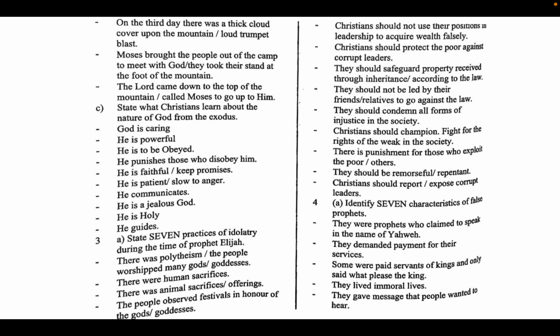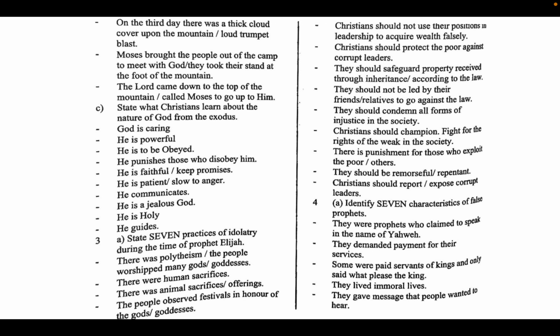On the third day, there was a thick cloud that covered the mountain. Moses brought the people out of the camp to meet with God. So they were to stand at the foot of the mountain. The Lord came down from the top of the mountain and called Moses to go up to him.